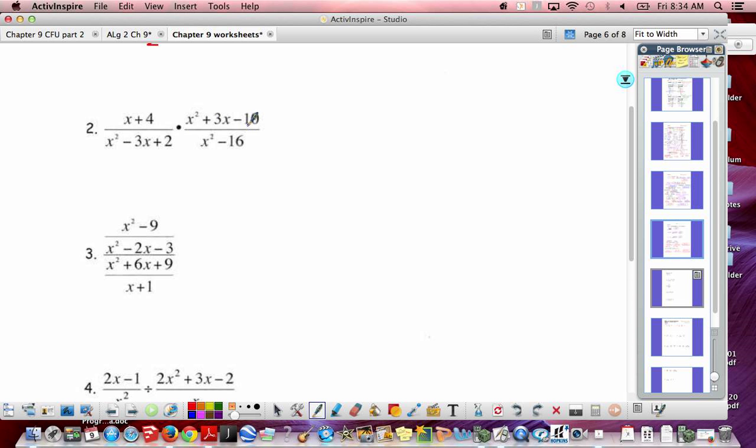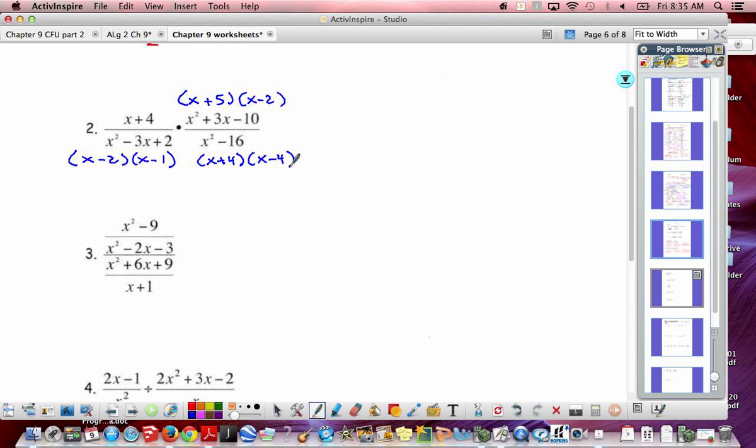X squared plus 3x minus 10, so factors of 10 that add up to 3 is x plus 5, x minus 2. So when I look at this one, factors of 2 that add up to 3, x minus 2, x minus 1. Factors of 16 that add up to nothing. This is a difference of perfect squares. Notice, see how x plus 4, x minus 4.